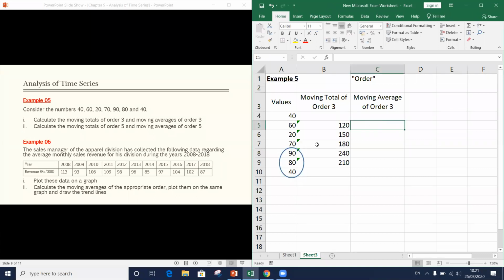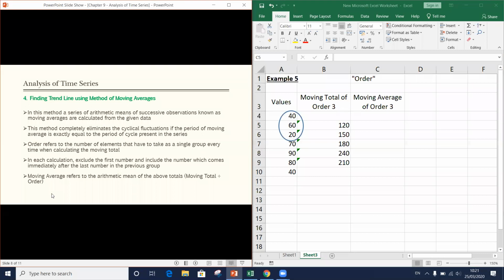Then we need to take the moving averages, right? As per the slide, the last point, moving average refers to the arithmetic mean of the above totals. It means the average of these totals we need to consider as moving averages. We can generate moving averages by dividing the moving total by the order. So the moving total is 120. We need to divide it by the order. What is the order value here? Order is 3, right? Moving total divided by the order. It is 40. Clear? So here, what is the moving average?